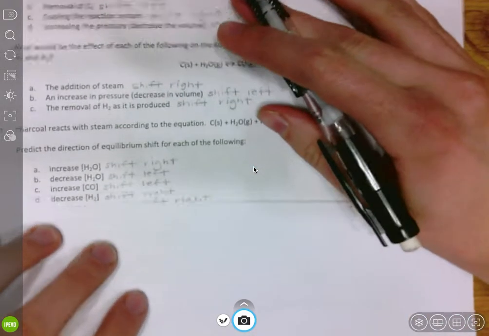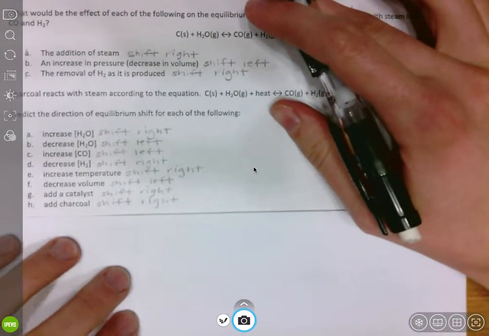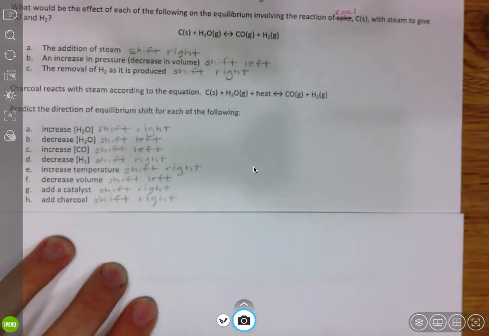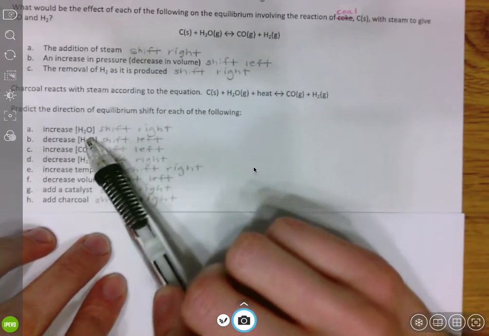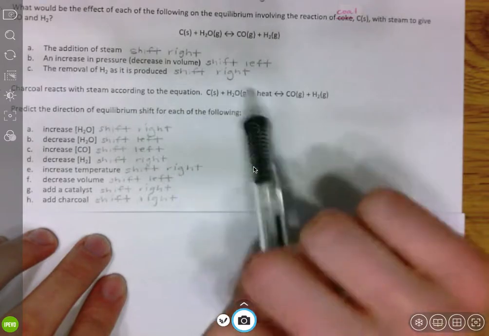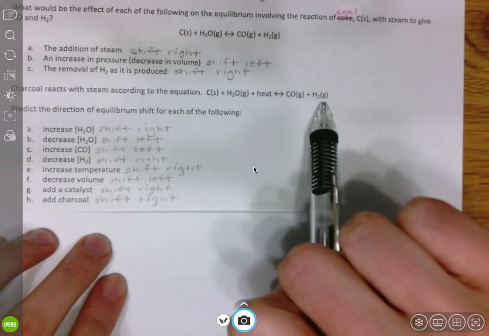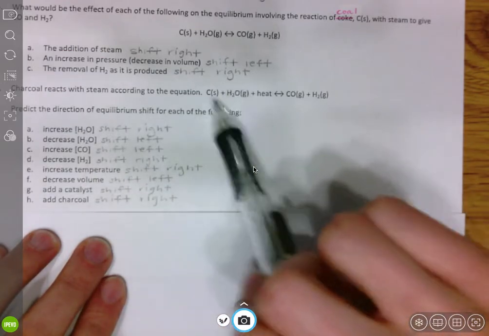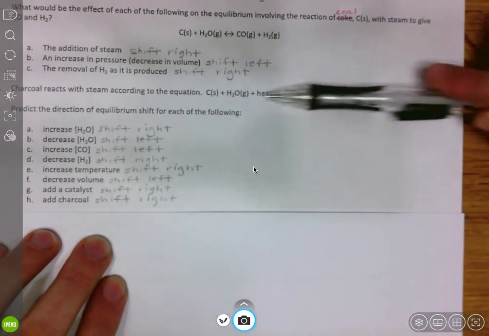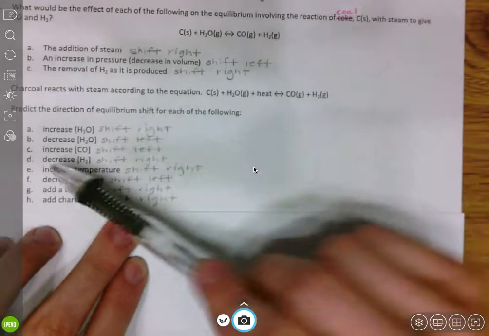All right, predict the direction of equilibrium shift for each of the following. A, we are increasing the concentration of water vapor. So if we are adding something to our reactants, we're going to use up those reactants to shift to product. If we're decreasing a reactant, we're going to shift to the left to make more of that reactant.